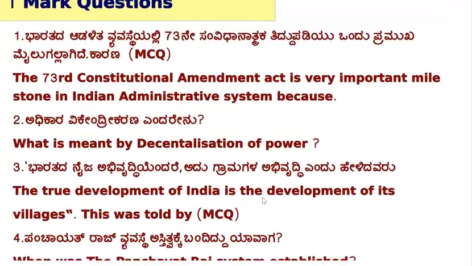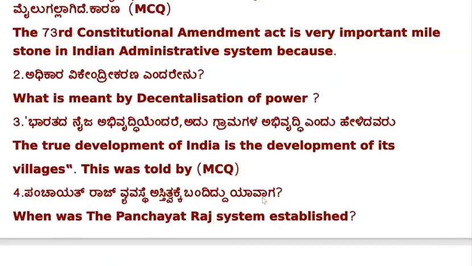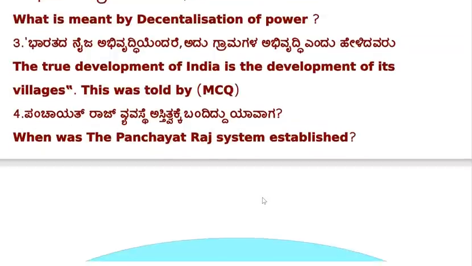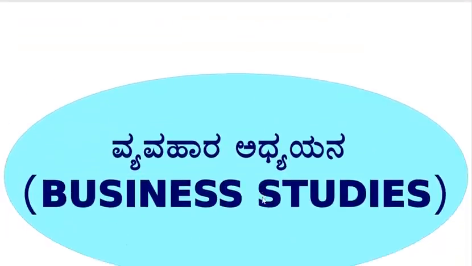1 mark questions. The 73rd Constitutional Amendment Act is a very important milestone in the Indian administrative system because... you can write the reason. What is meant by decentralization of power? The true development of India is the development of its villages. This was told by whom? This can come under your multiple choice questions. When was the Panchayat Raj system established?